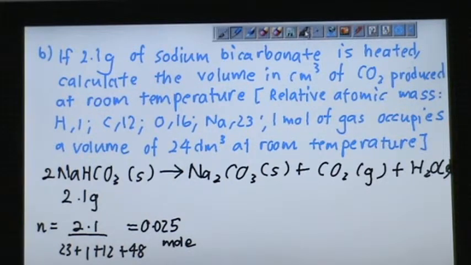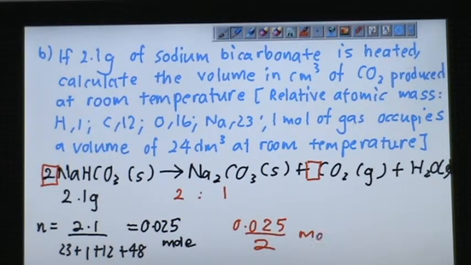So let's look at the number that I highlight here. You see there's a 2 here, and the number for the carbon dioxide is actually 1. If it is not written, it's actually 1. Okay, so this is a ratio of 2:1. That goes the same with the number of moles. If sodium bicarbonate has 0.025 mole, therefore because of the ratio we have 0.025 divided by 2 mole for the CO2, the carbon dioxide.